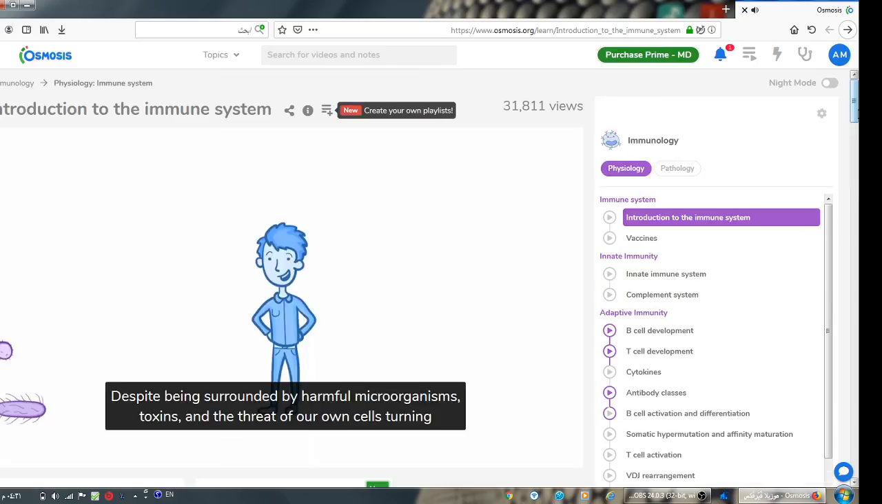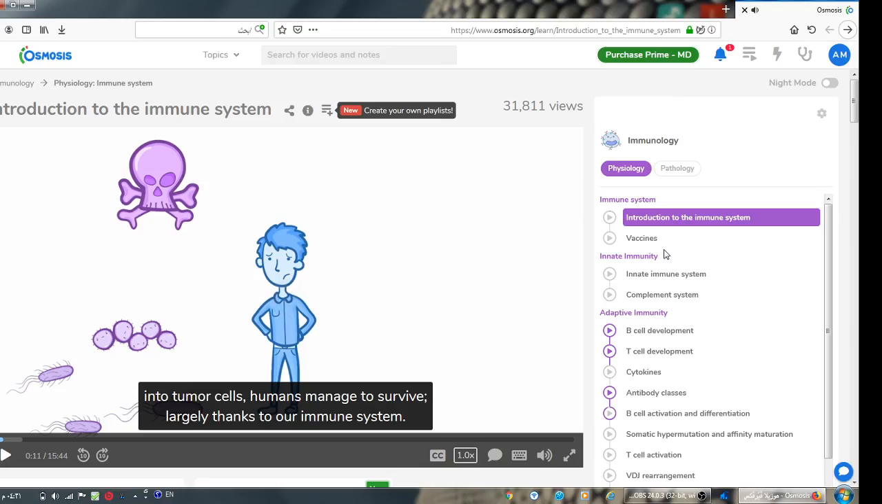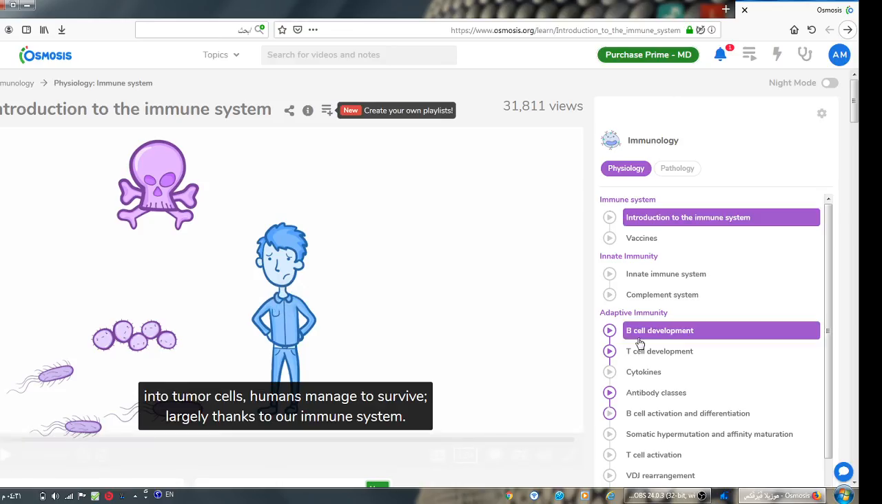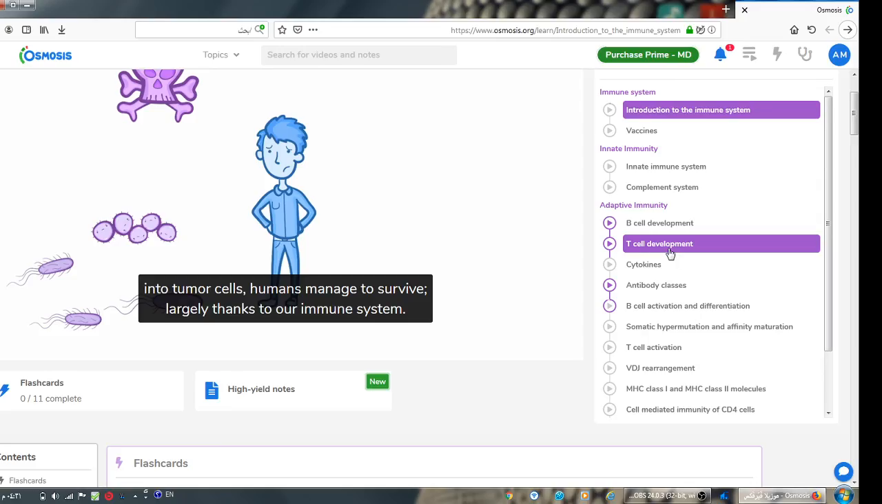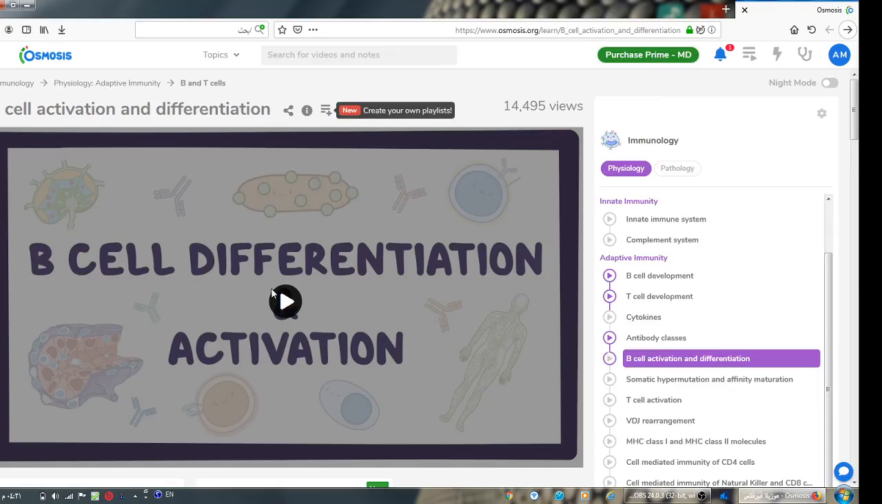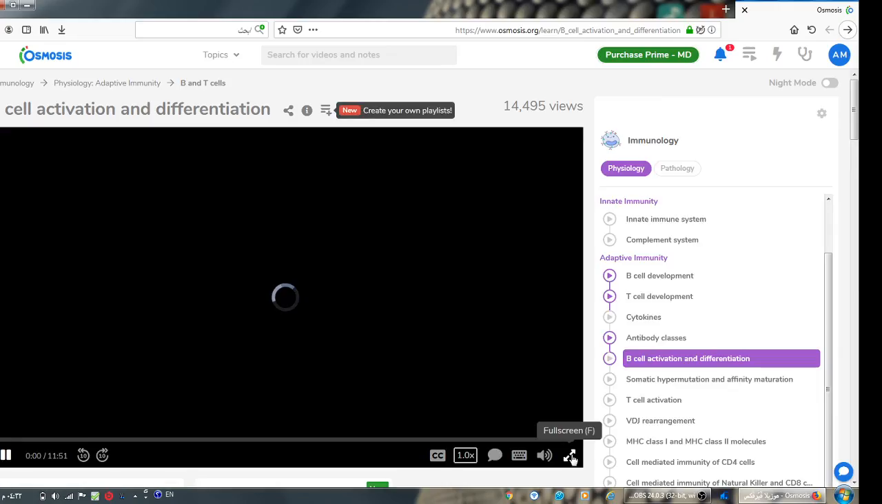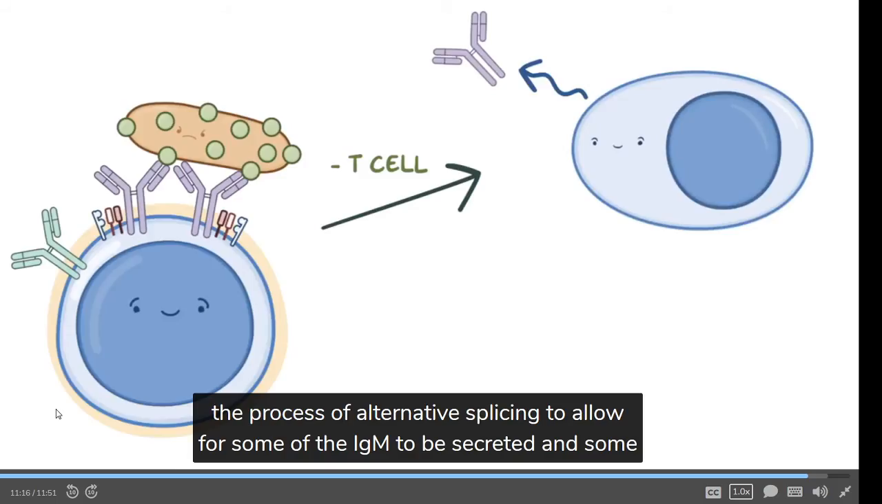Despite being surrounded by harmful microorganisms, toxins, and the threat of our own cells turning... using the process of alternative splicing to allow for some of the IgM to be secreted.